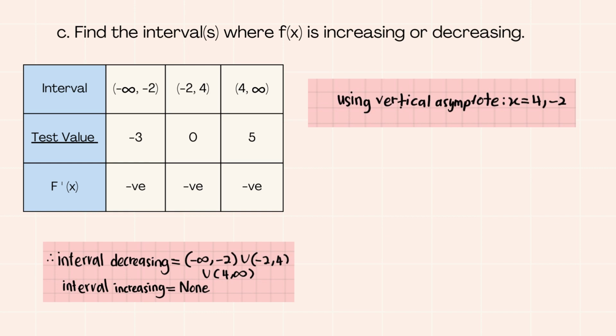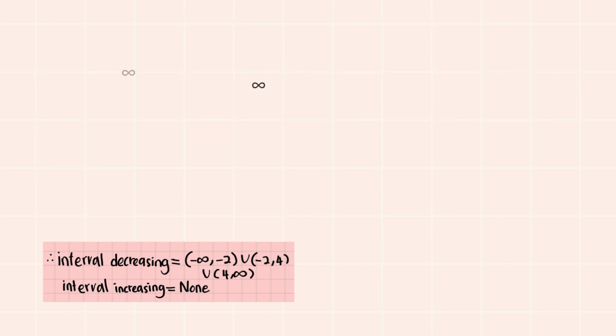After we decide all the test values, what we have to do is use the f prime x equation that we got. We will get the result that every answer for f prime x is negative. Therefore, if f prime x is negative, it is interval decreasing, while if f prime x is positive, it is interval increasing. But in this situation, we don't see any positive whatsoever. So, all of these intervals are interval decreasing.